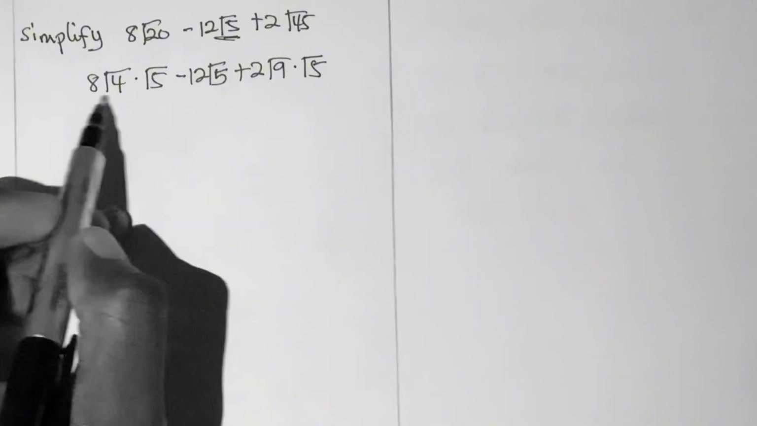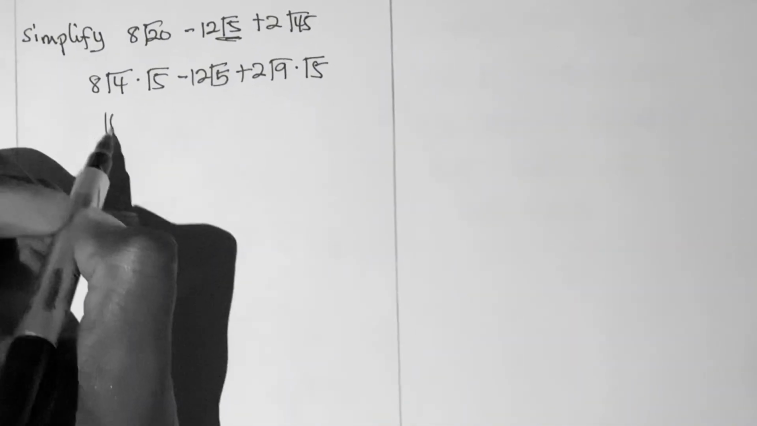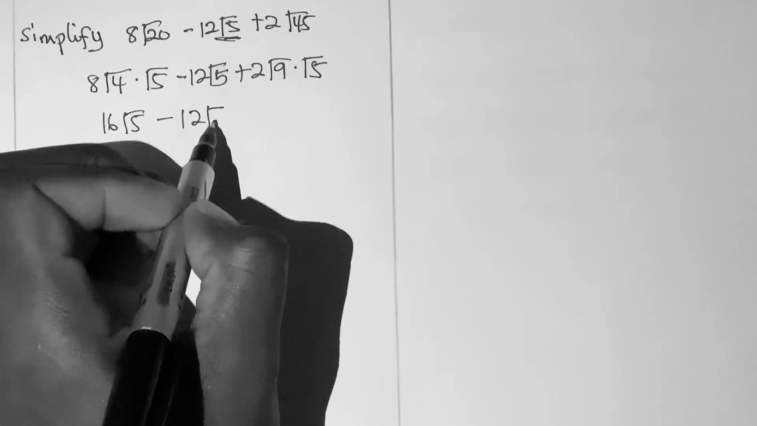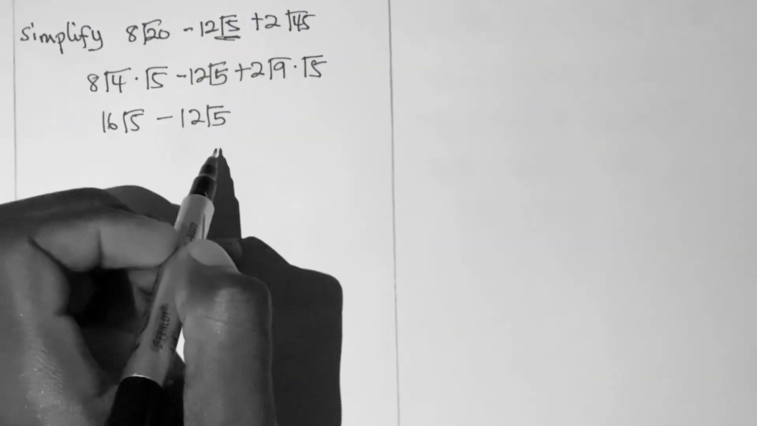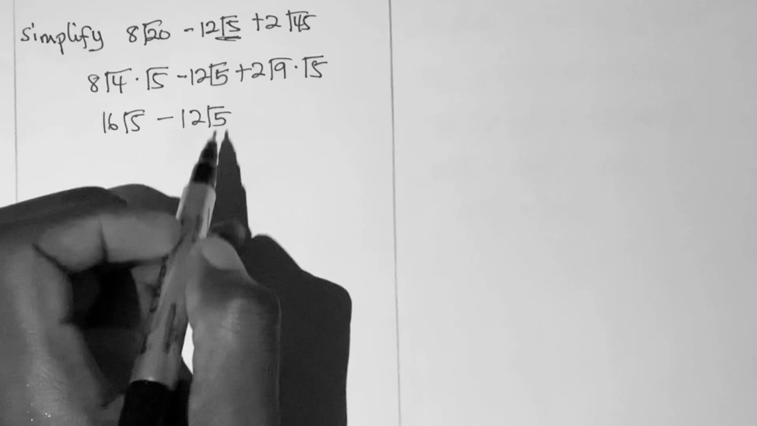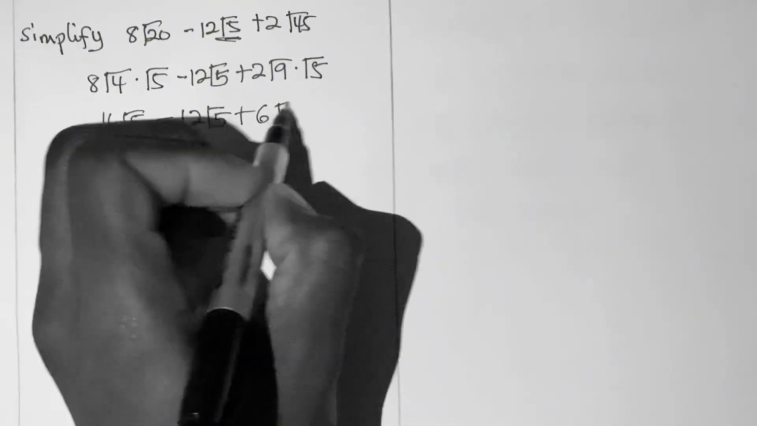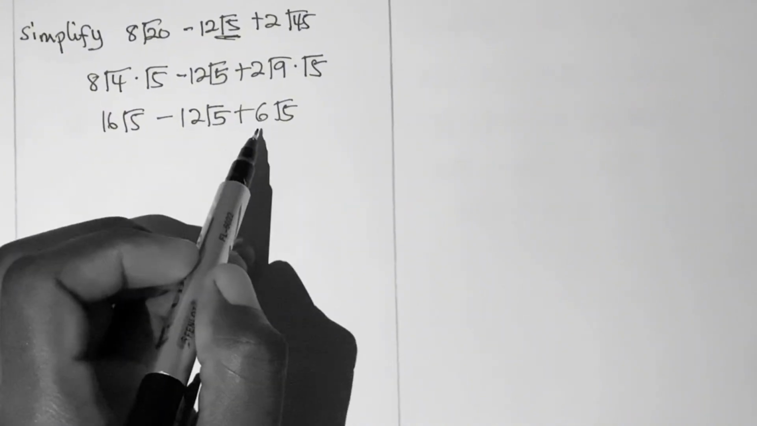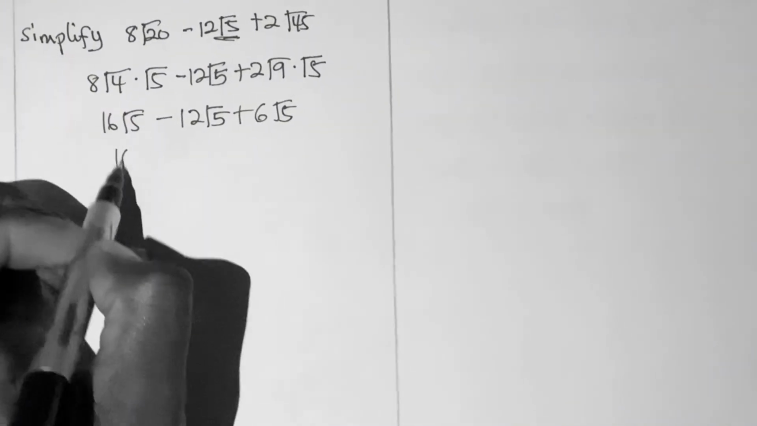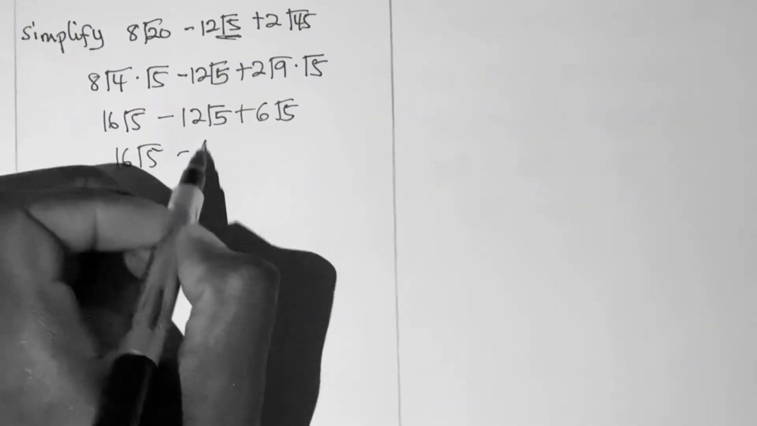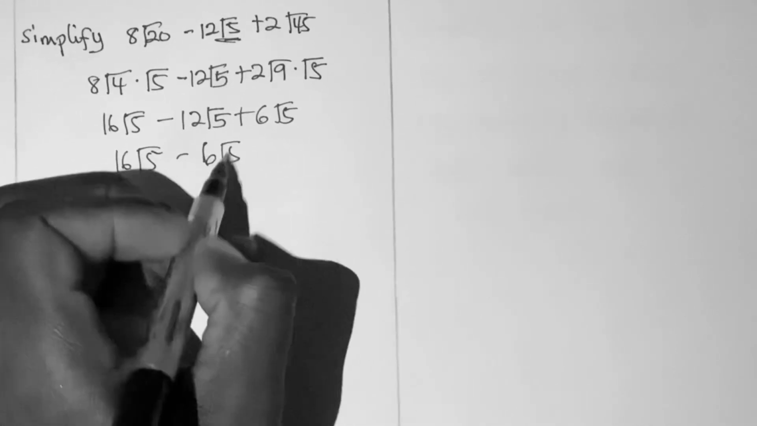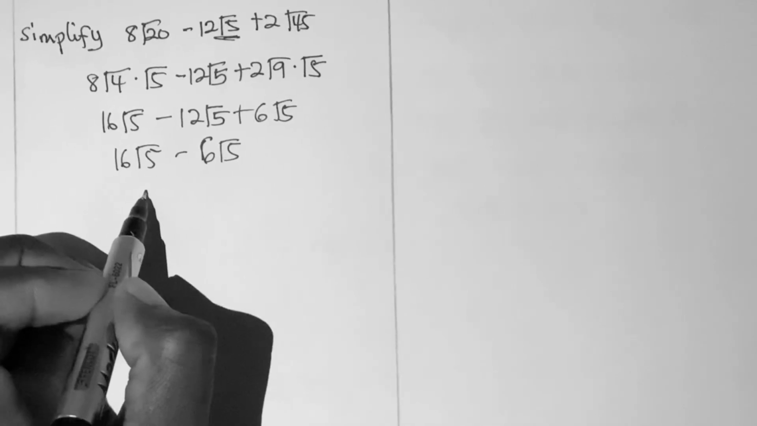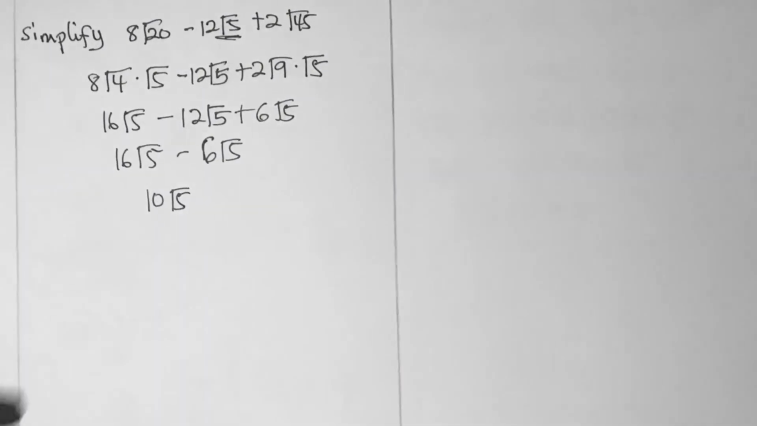Now, root 4 is 2. 2 times 8 is 16. So 16 root 5. Then minus 12 root 5. And then, now, square root of 9 is 3. 3 times 2 is 6. So plus 6 root 5. Minus 12 plus 6 is minus 6. So this becomes 16 root 5 minus 6 root 5. And then 16 minus 6 is 10. So this becomes 10 root 5.